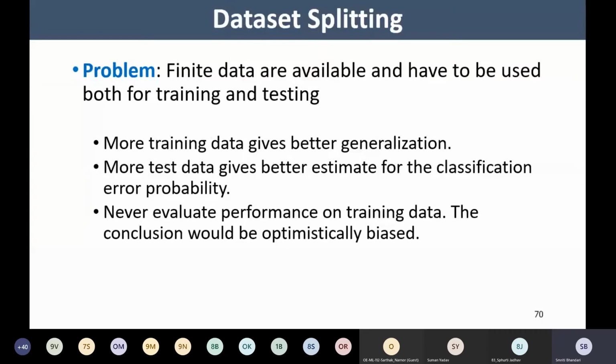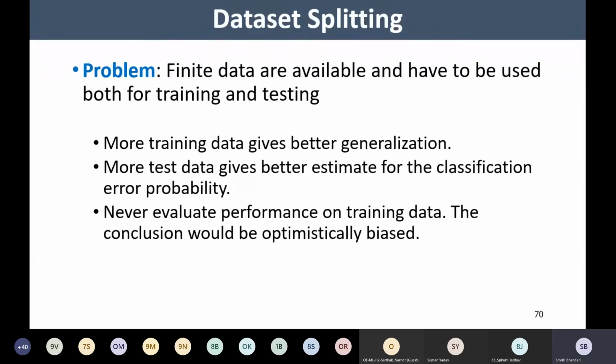I'll once again repeat. Usually we have some limited data available, and we are supposed to use that data for learning as well as for testing. If we have more training data, then there are chances that we have a better generalized model. If we have more test data, then there is a probability that we can estimate the error well, right? And we should not use the same training data for testing, right?